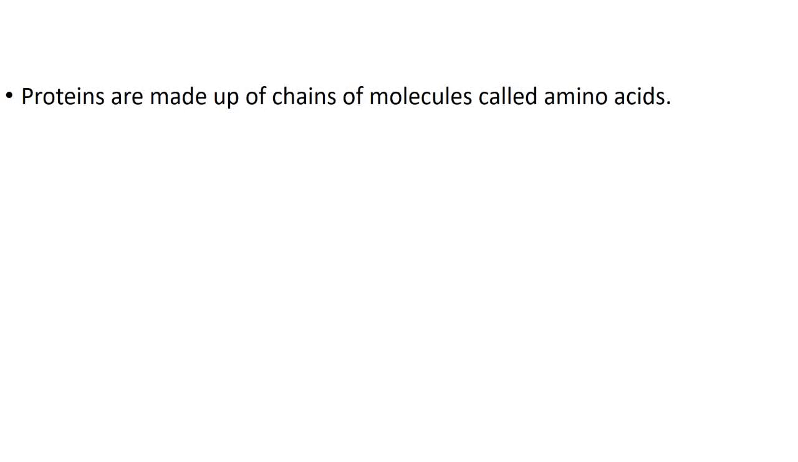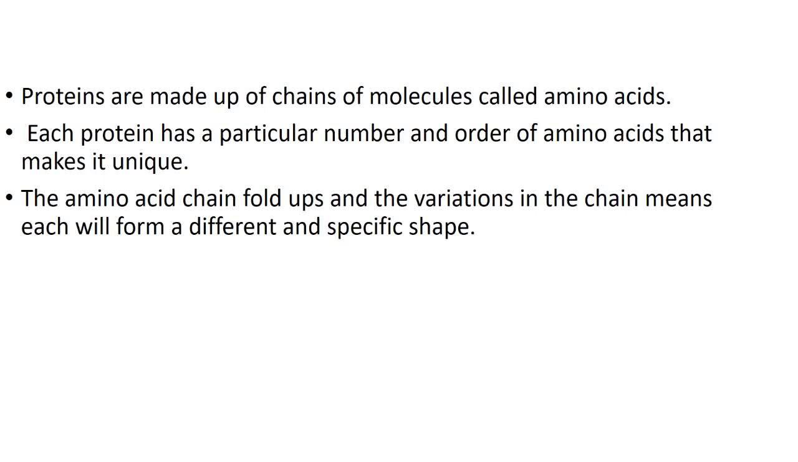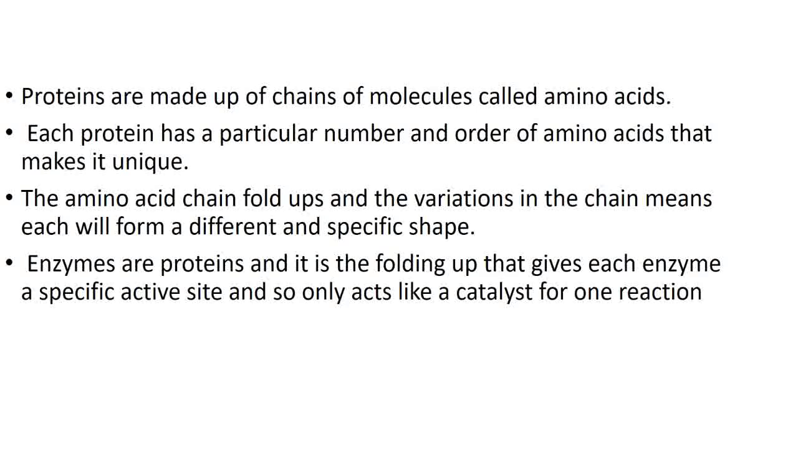Proteins are made up of chains of molecules called amino acids. Each protein has a particular number and order of amino acids that makes it unique. The amino acid chain folds up, and the variations in the chain means each will form a different and specific shape. Enzymes are proteins, and it is the folding up that gives each enzyme a specific active site, and so only acts like a catalyst for one reaction.